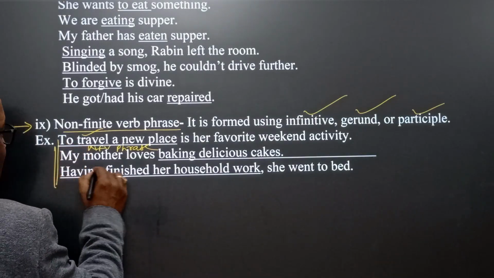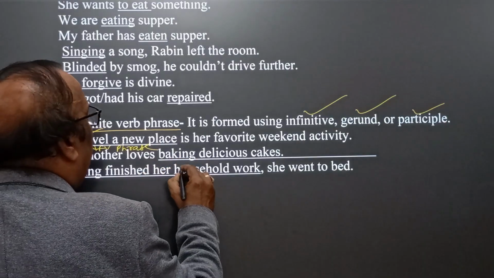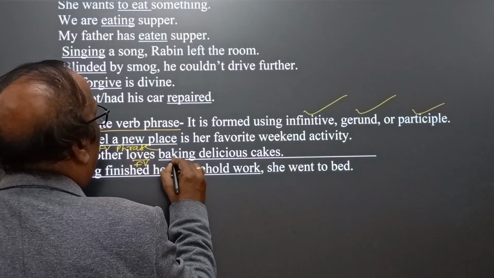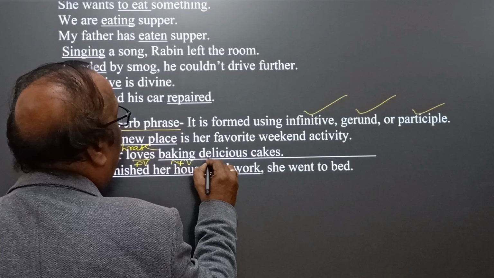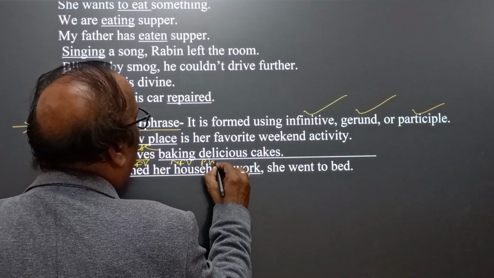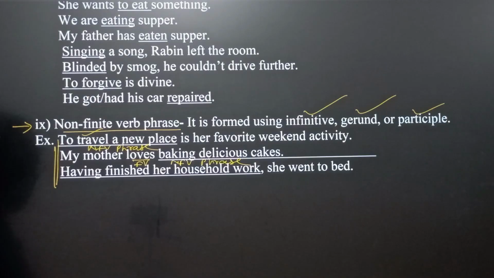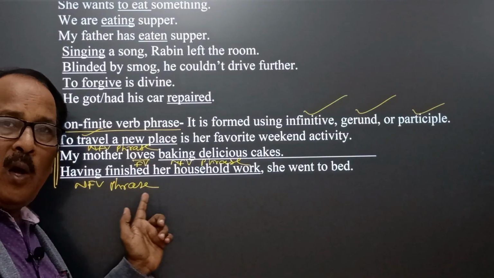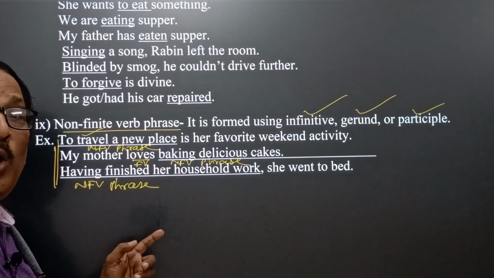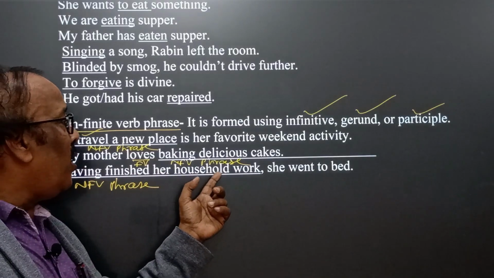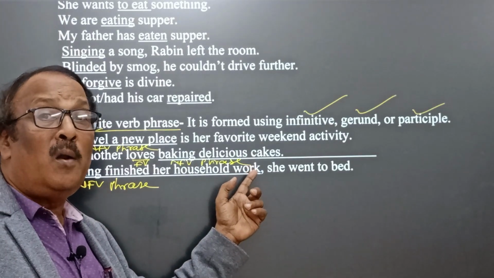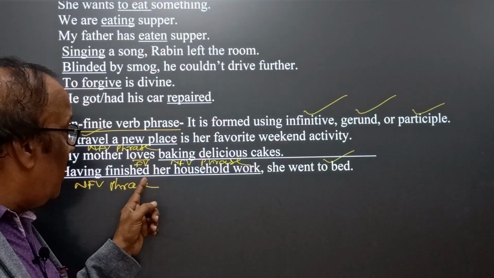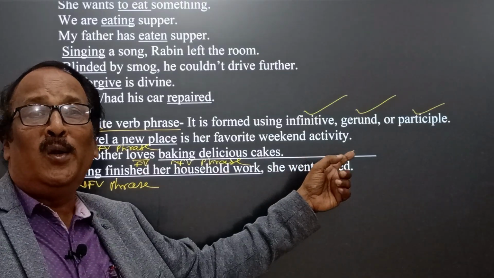Second example, my mother loves baking delicious cakes. Here my mother loves is the finite verb, baking is the non-finite verb, and baking delicious cakes is a non-finite verb phrase. The last example: having finished her household work is a non-finite verb phrase. Having finished is the non-finite verb and having finished her household work is the non-finite verb phrase. She went to bed. It means after finishing her household work, she went to bed.